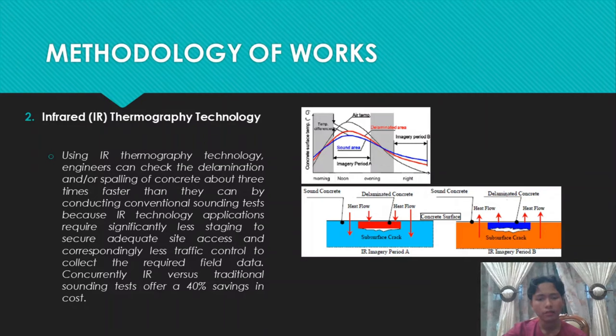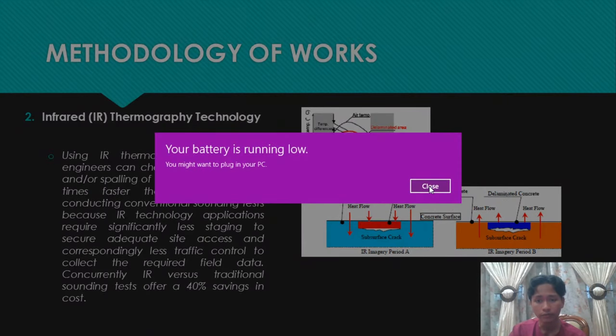Okay, so in this first graph, this graph illustrates the mechanism of the infrared thermography methodology. The red line depicts daily temperature variation of delaminated concrete, while the blue line illustrates the daily temperature variation for concrete in good condition. And the second picture shows two delaminated concrete surfaces with different temperature.